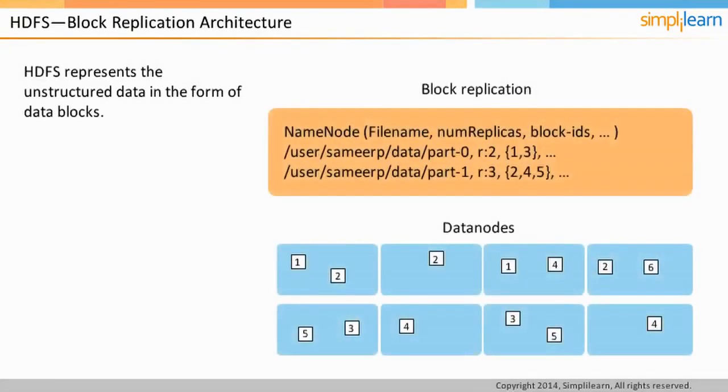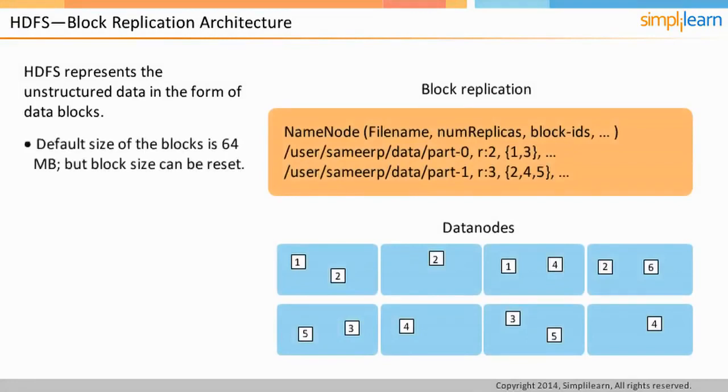In HDFS, unstructured data is represented in the form of data blocks. The default size of the blocks is 64 megabytes. However, block size can be reset by the user or the administrator.